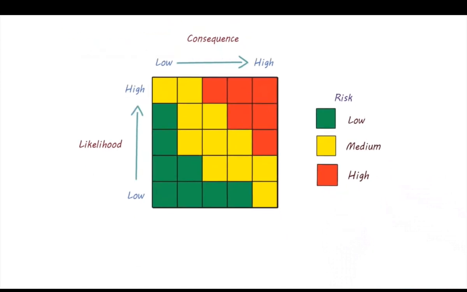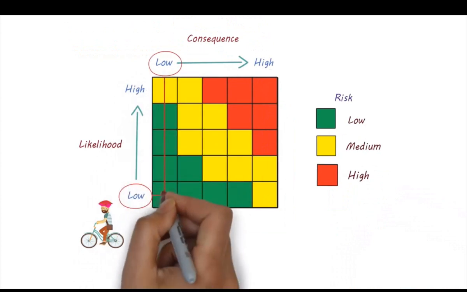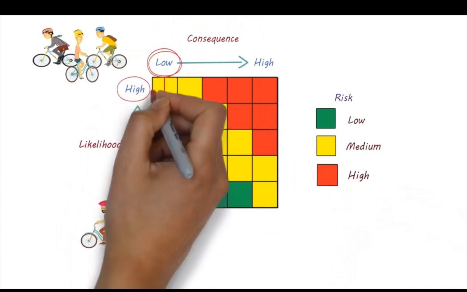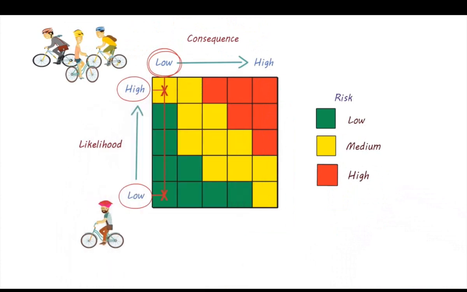So let's get back to our example. In the scenario in which there are bikes traveling very infrequently, the likelihood is low and the consequence is low. Therefore, the overall risk is low. When there are more bikes, the likelihood is high, but the consequence is still low, and therefore the overall risk is medium. Let's consider the truck now.